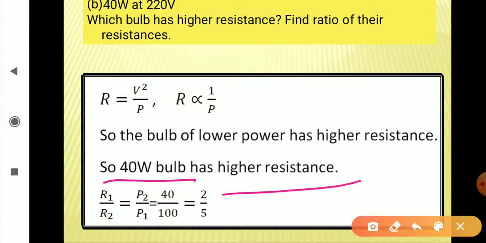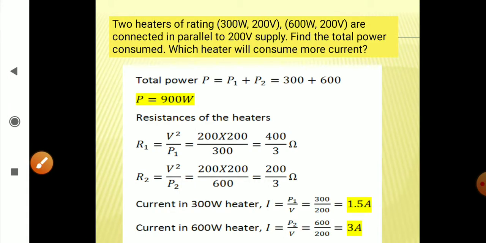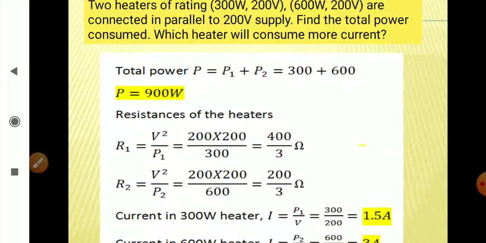And to find their ratio, you see, R is inversely proportional to P. So R1 upon R2 will be equal to P2 upon P1. See, inverse relation is there, right? Now, P2 is equal to 40 watt, P1 is 100 watt. Simplify it, you get this relation. So the first question is done. Now let us move to the second question.